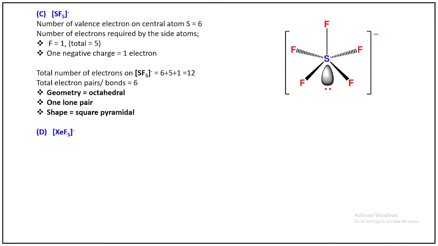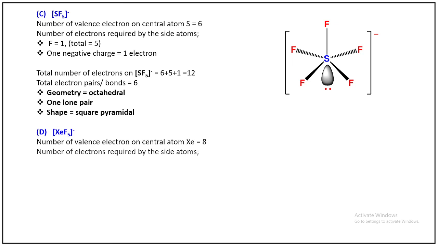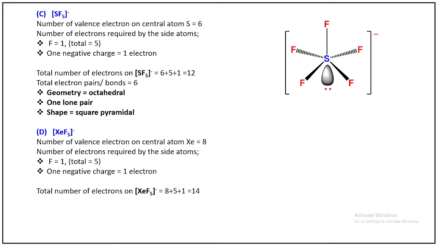Okay, so the last one is XeF5 minus. I think you can tell me which one is the central atom. Xenon. How many valence electrons does it have? 8. And how many side atoms does it have? 5 fluorine. So total electron count, can you count? 14. Correct. 8 plus 5 from fluorine plus 1 from the negative charge is 14.